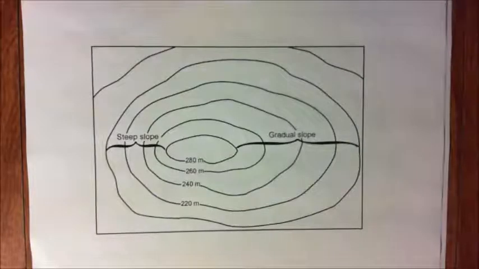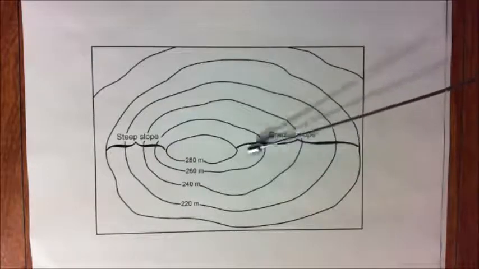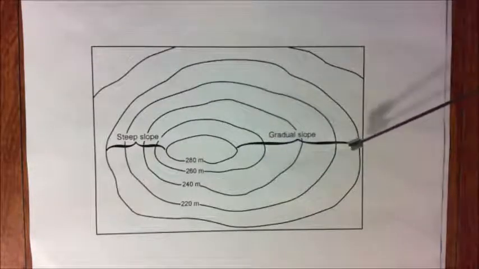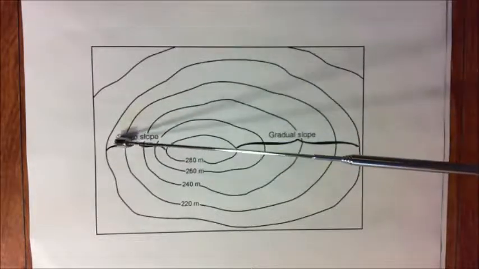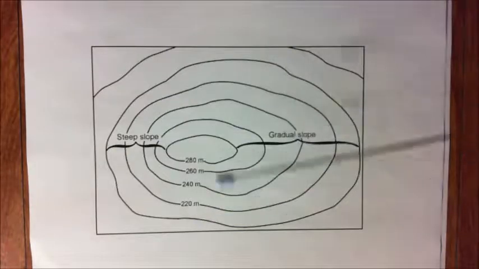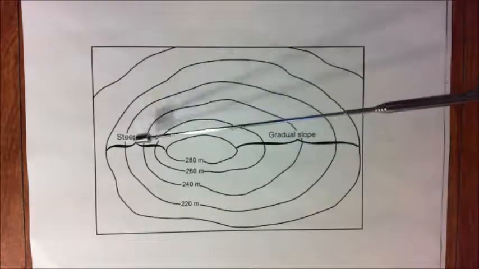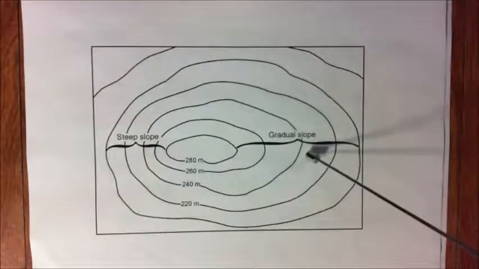So again, I kind of stole the thunder on this slide, but look how far these lines are apart. Just use this as a baseline. You can see that since these lines are tighter than over here, this is a gradual slope compared to this steep slope, and this is a steep slope compared to that one.